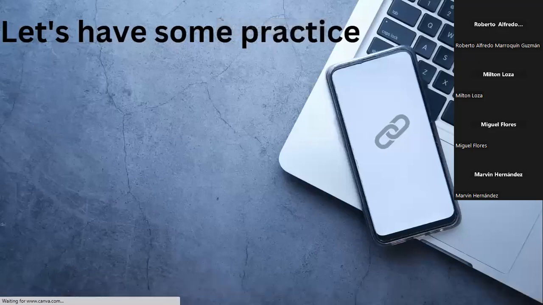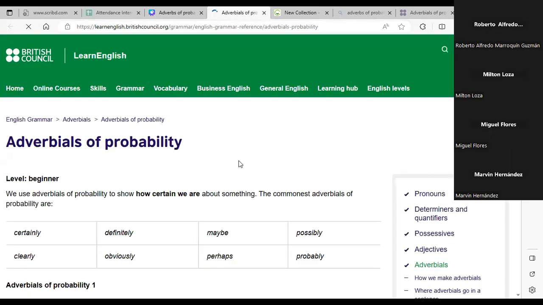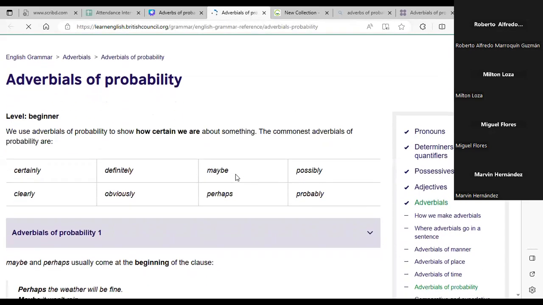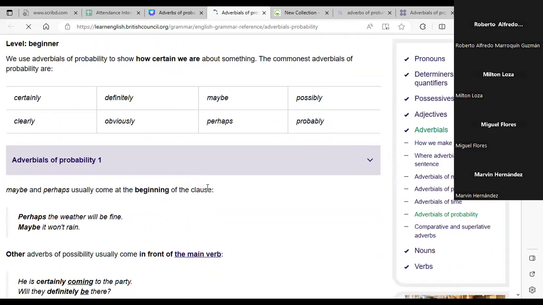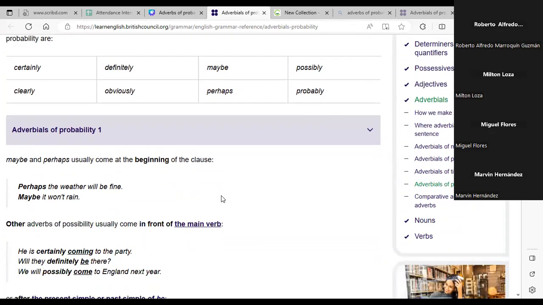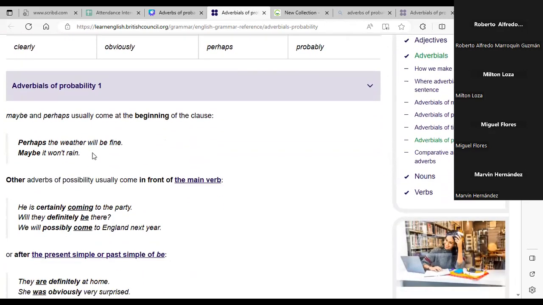No questions? Okay, so what we will do is do some clarification, and also we are going to have a little test, okay? So here we have some information, guys. Besides definitely, maybe, possibly, perhaps, probably, we have other adverbs like certainly, clearly, and obviously, and the way we use them is the same. I mean the placement in a sentence will be the same. Okay, very good.